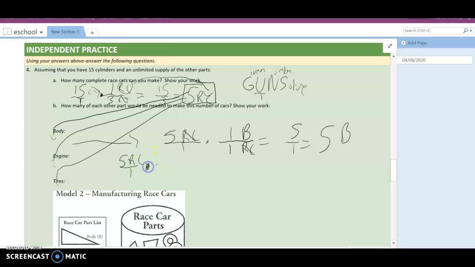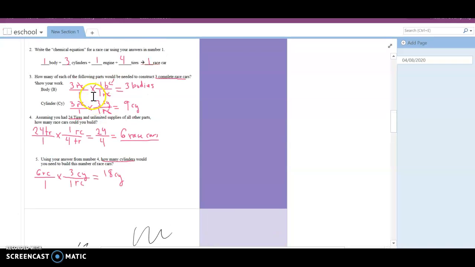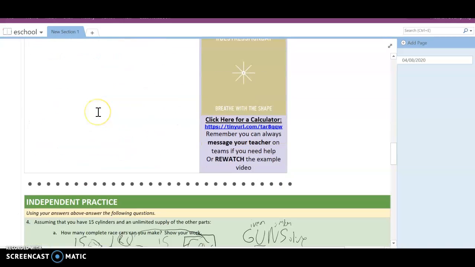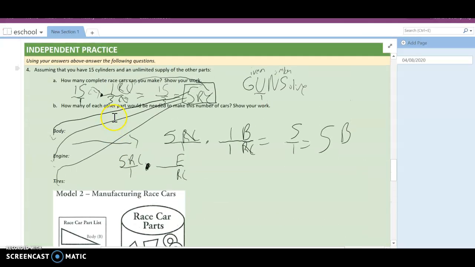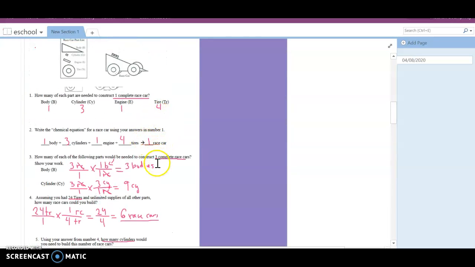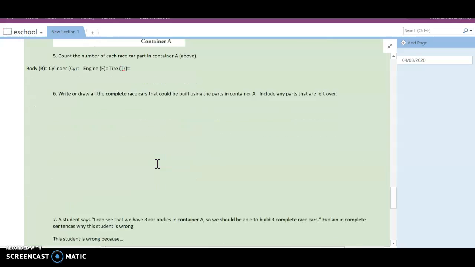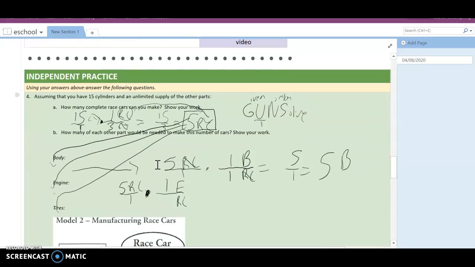I know I'm going to be multiplying. I know that I'm going to be getting rid of race cars, so I'm going to put race cars in the bottom. I'm looking for engines. I'm going to put that unit on top. I'm going to go up to my balanced equation right here. Engines, 1. And for race cars, it is also 1. Cool. Where did I go? I missed it. 1. Sweet. Units cancel. 5 times 1 is 5. 1 times 1 is 1. 5 equals 5. I'm left with my unit of engines.